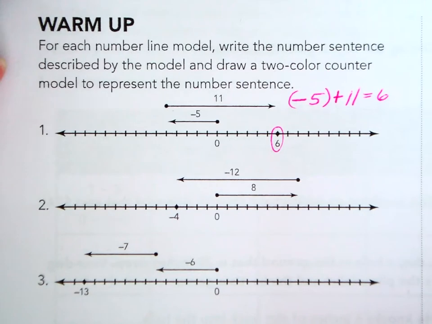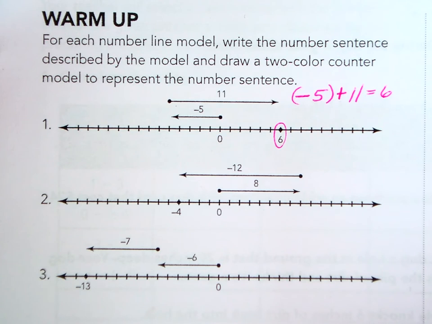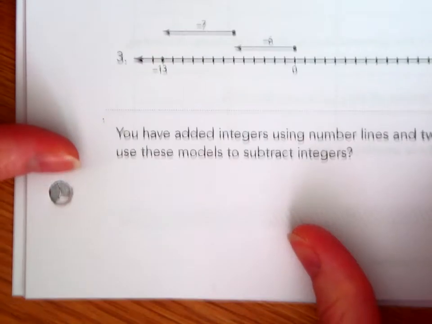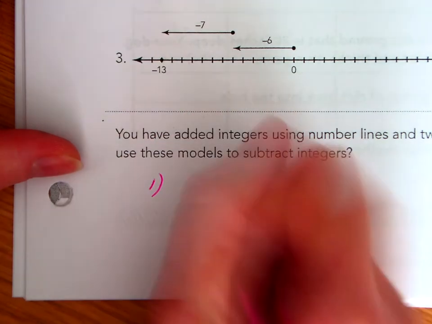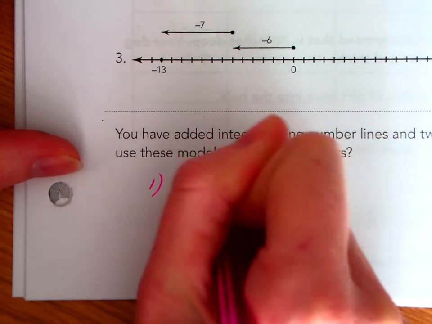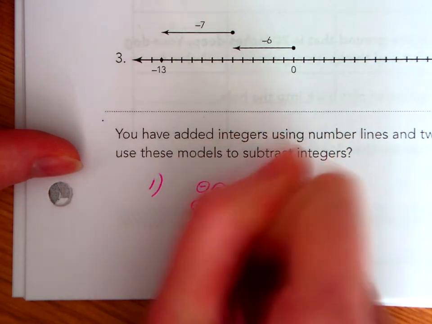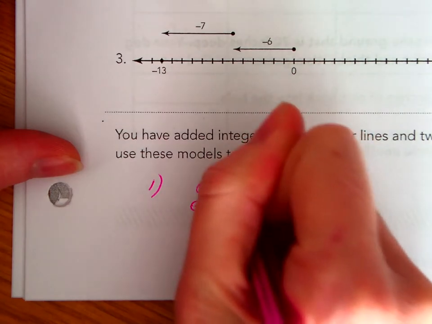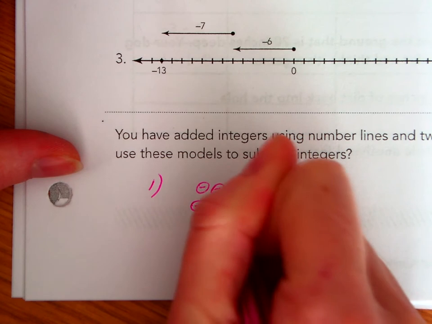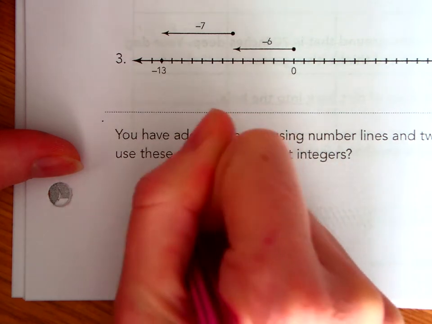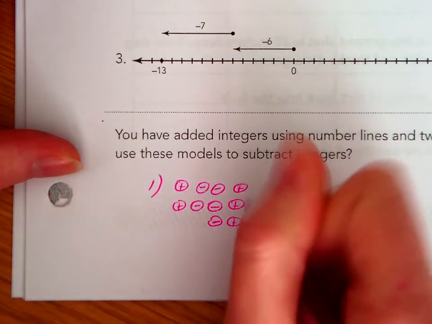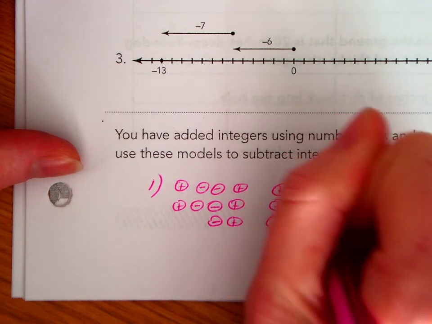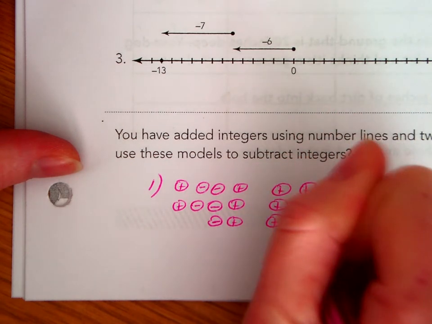If you recall, we also displayed this on the chips model. I'm going to quickly do a drawing of the chips model that represented this same problem. So down here in the empty margin, number 1, I need 5 negatives, and then I need 11 positives. And I'm already drawing them as pairs because I know I need to pair them up. Let's see, that's 5, 6, 7, 8, 9, 10, 11.